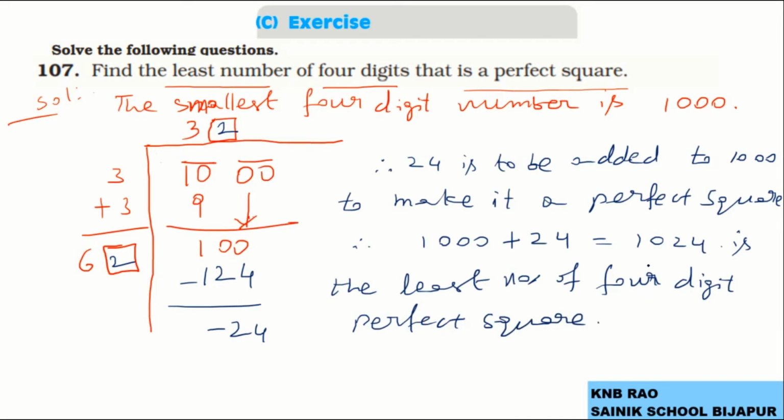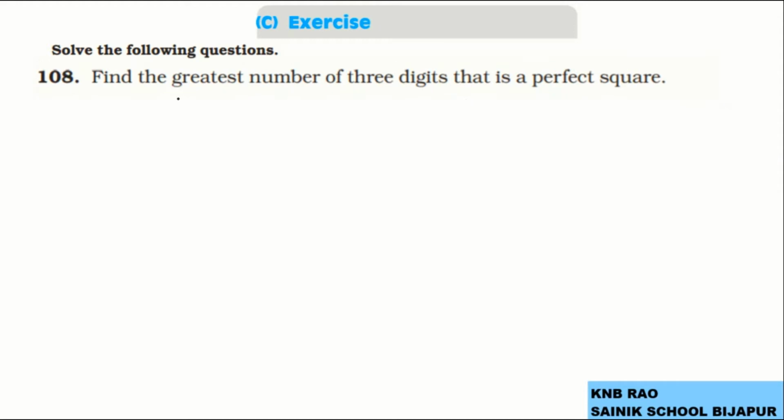So this is how we find children. Next question is simple, same 107th question only, but a little differently. Find the greatest number of 3 digits that is a perfect square.